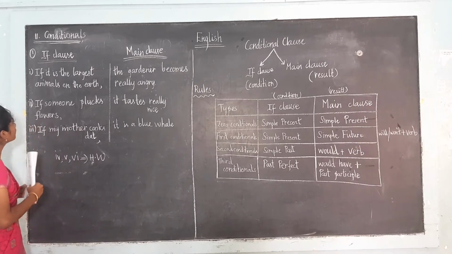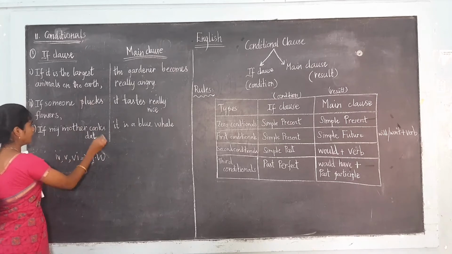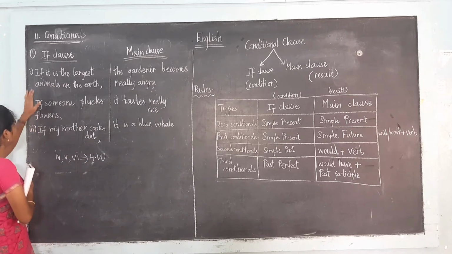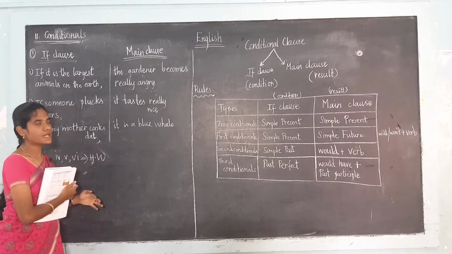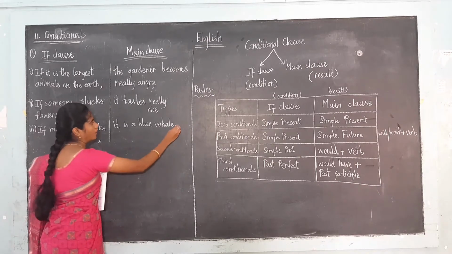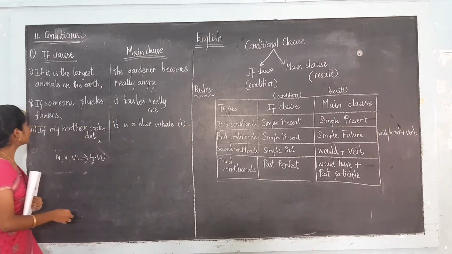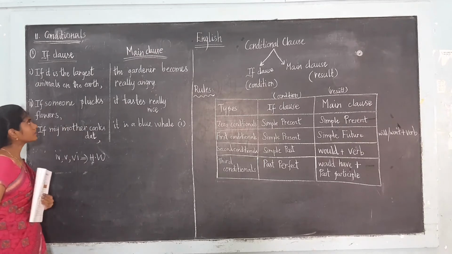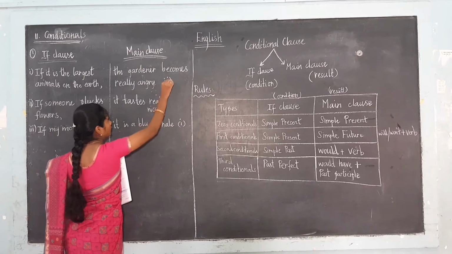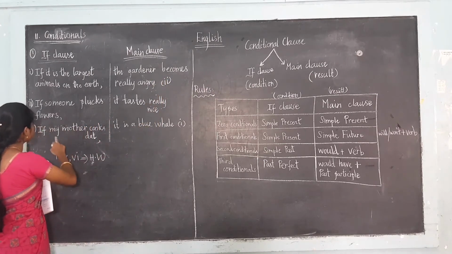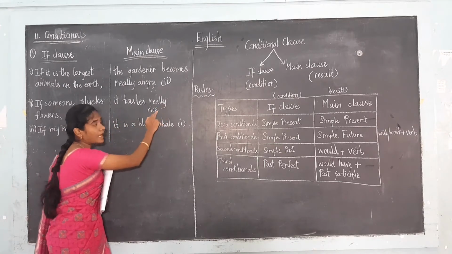Okay. Now see here. The if clause is coming at the beginning, so we have to insert the comma. Okay. So if it is the largest animal on earth, and what is the main clause? You just match it. So what is the answer? It is a blue whale. Okay. Put the number here. Blue whale. The next one, if someone plucks flowers, the gardener becomes really angry. So this is the second one. And the third one is, if my mother cooks dal, it tastes really nice.